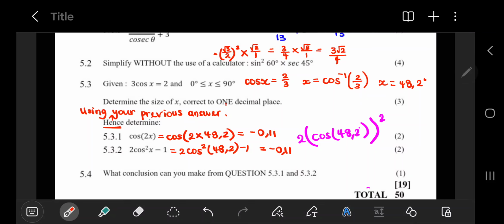Now the last question, 5.4 says, what conclusion can you make from question 5.3.1 and 5.3.2? So based on these 2 questions that we just answered, what conclusion can we make? Since we saw that they both gave us the same answer, it means that they are equal to each other. So the conclusion that we can make is that cos 2x has to be equal to 2 cos squared x minus 1, since they have the same answer.